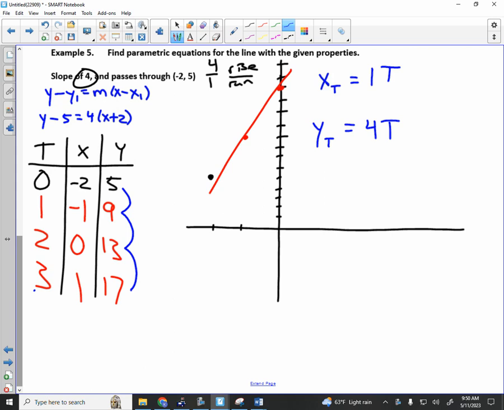Everybody agreed? So if t is 0, x has to be, so what do I need to do? -2. If t is 0, what is y? 5. So if I plug in 0 for t, I have to come up with 5. So what do I need to do? Add 5.